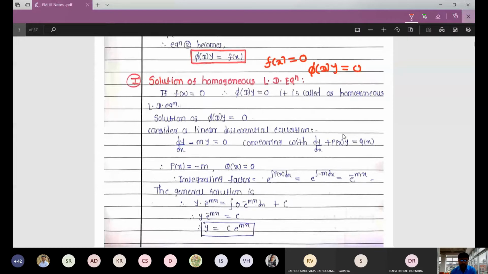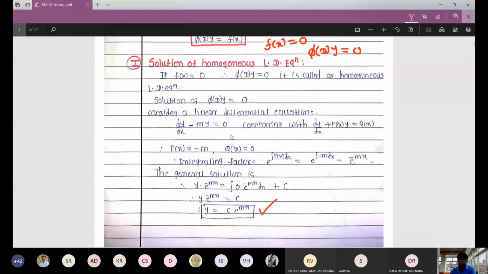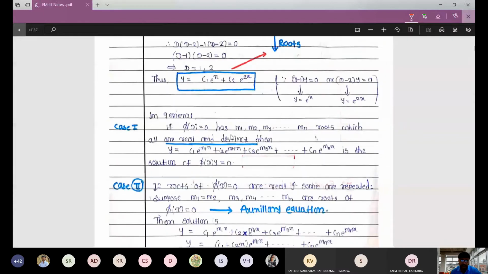And to solve the homogeneous differential equation, depending upon the nature of the roots, we have to write the solution. So we studied that if you have a differential equation like dy by dx minus m times y equal to 0, then you will get the solution in exponential form. Because of that, we write the solution of higher order differential equations in exponential form. But what about the roots? If the roots of the auxiliary equation phi of D equal to 0 are m1, m2, m3, up to mn, and all are real and distinct, then you write the solution this way: c1 e to the power m1x plus c2 e to the power m2x, and so on, because these roots are real and distinct.